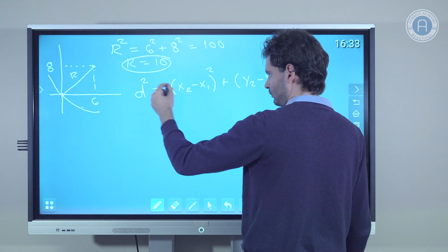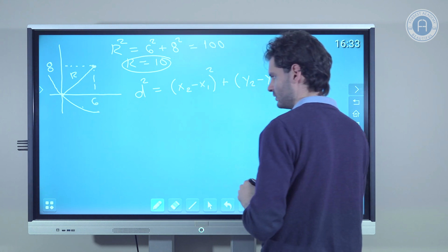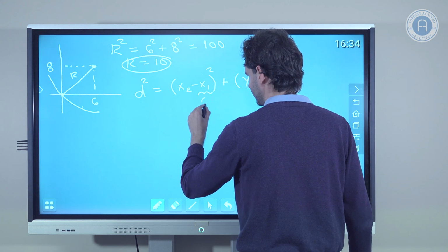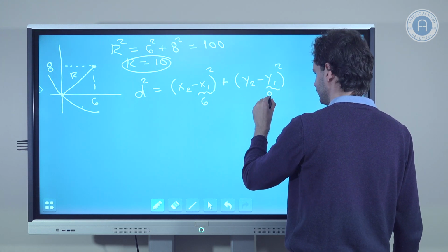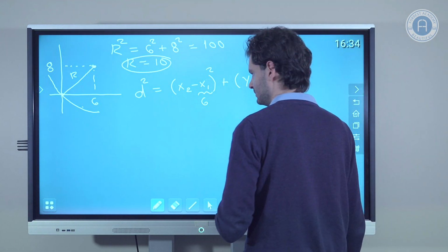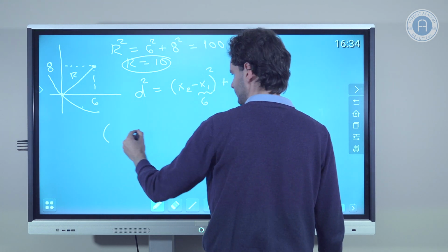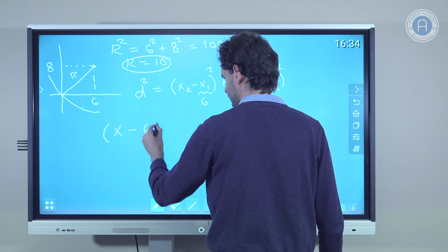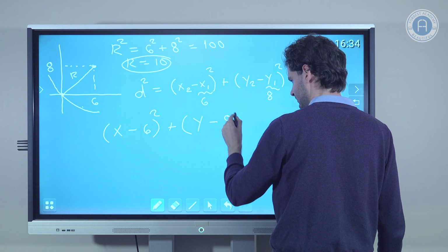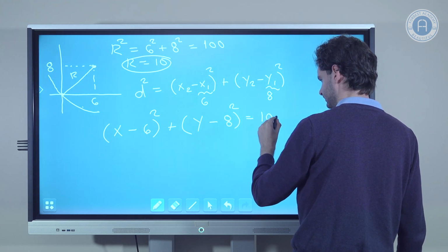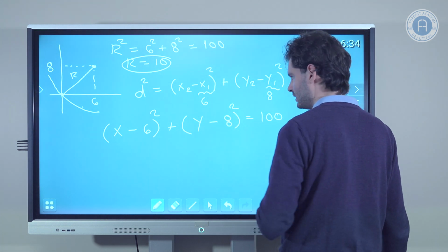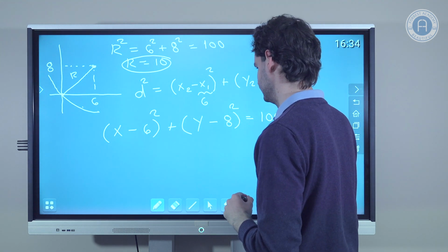Now let's pick one of the points to be the center of the circle. So let's assign x1 to be 6 and y1 to be 8. And then we want that distance squared to be equal to the radius squared. So really what we want is that a point (x minus 6) squared plus (y minus 8) squared is 100. So if we have a point whose coordinates x, y satisfy this equation, then we know that that point has to be on the circle. All right?